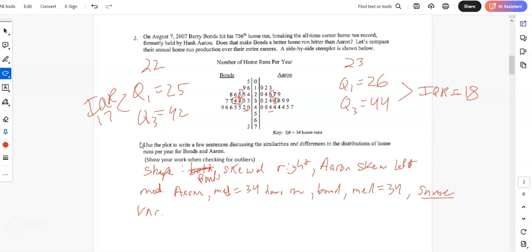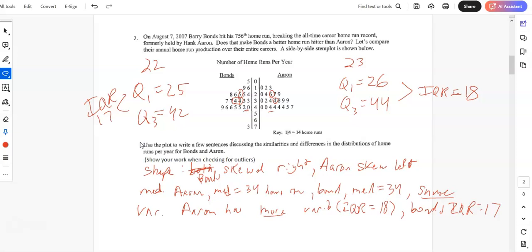Okay, so Aaron has more variability. That's the comparative word, because IQR was equal to 18, whereas Bonds had less. His IQR was equal to 17.